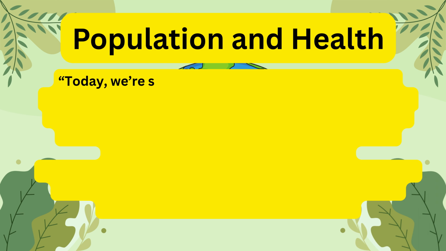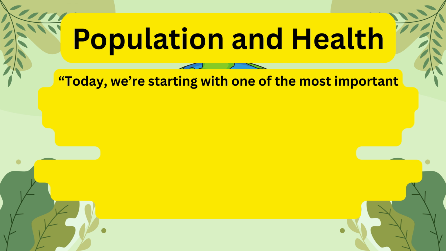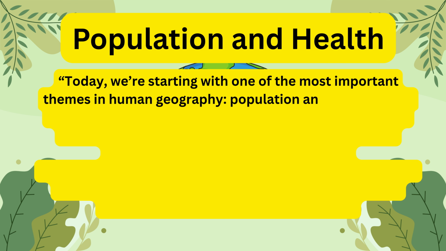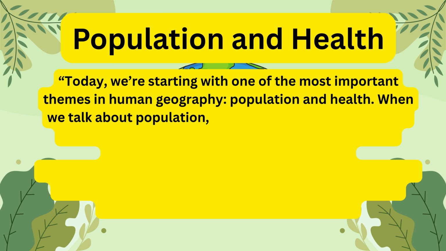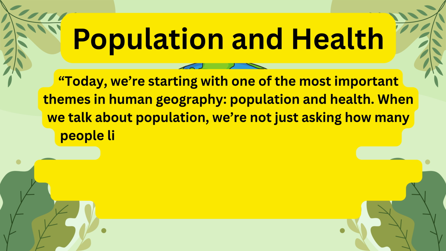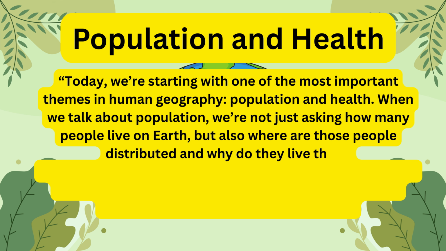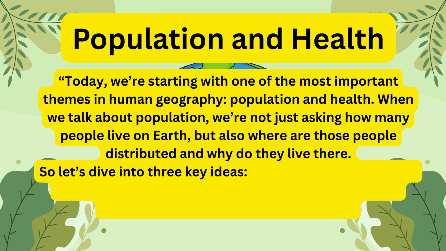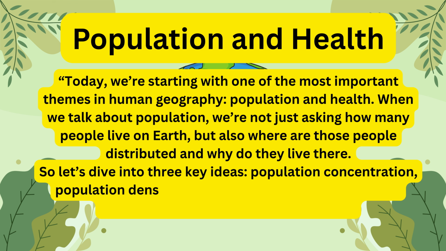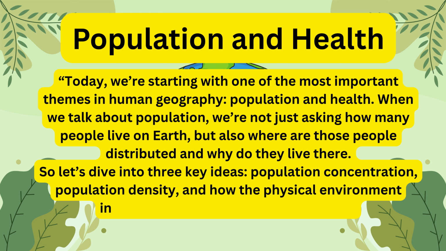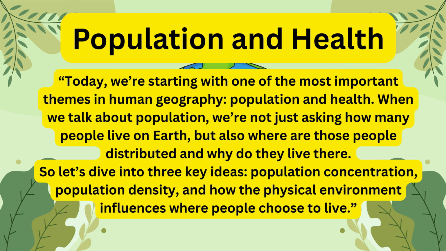Today, we're starting with one of the most important themes in human geography: population and health. When we talk about population, we're not just asking how many people live on Earth, but also where those people are distributed and why they live there. So let's dive into three key ideas: population concentration, population density, and how the physical environment influences where people choose to live.